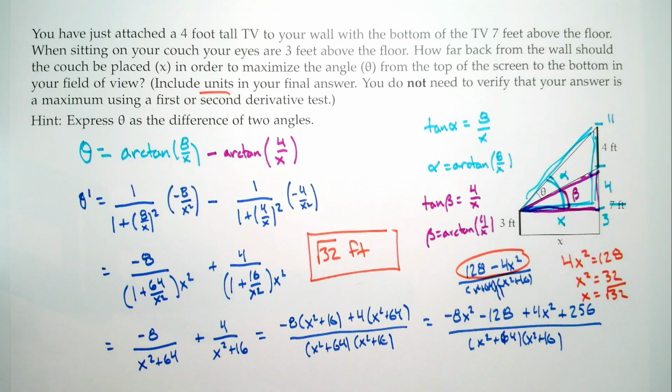Now, if you're wondering how big is the square root of 32, well, the square root of 32 happens to be the square root of 16 times 2. And the square root of 16 is 4. And the square root of 2 is about 1.4-ish. So about 6 feet. Seems a little close, but that's all right. Okay, and there you go.